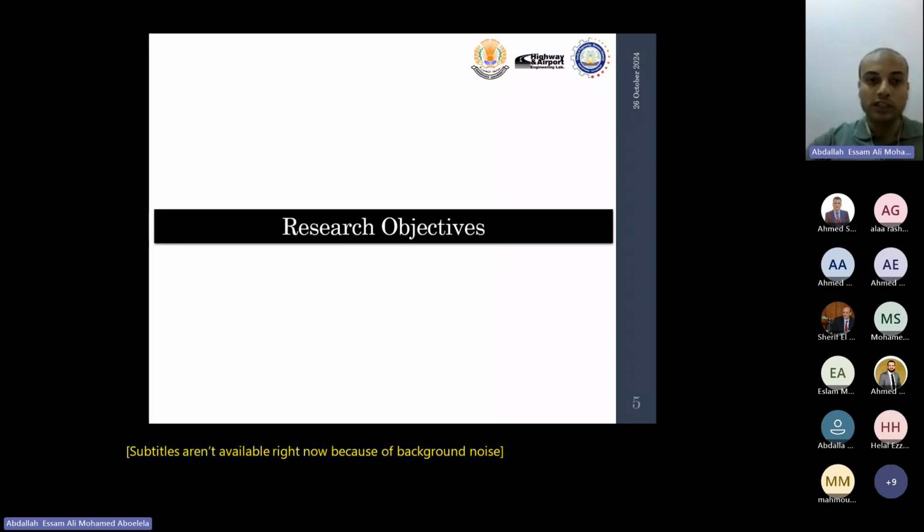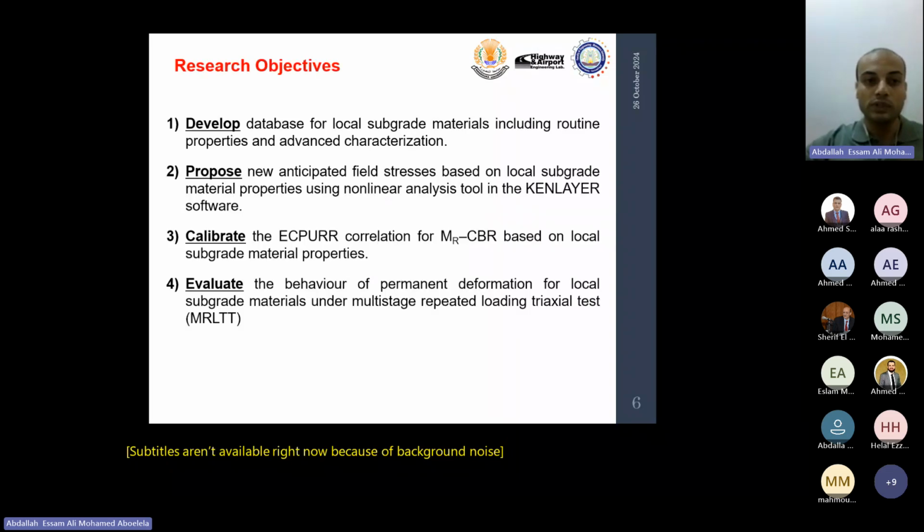So the research objectives include four goals. First, develop a database for local subgrade materials collected from different locations in Egypt, including routine properties and advanced characterizations. Second, propose new anticipated field stress based on local subgrade material properties using linear analysis tools by thin layer software. Third, calibrate new correlations between MR and CBR for the Egyptian code based on local investigated subgrade materials. And finally, evaluate the behavior of permanent deformation for local subgrade materials.